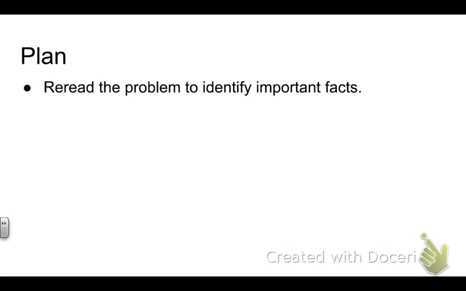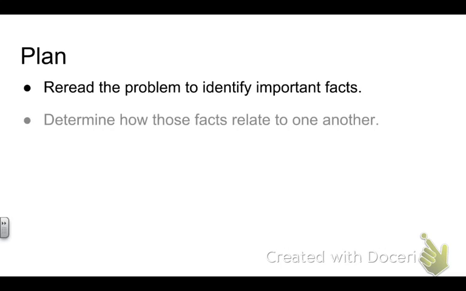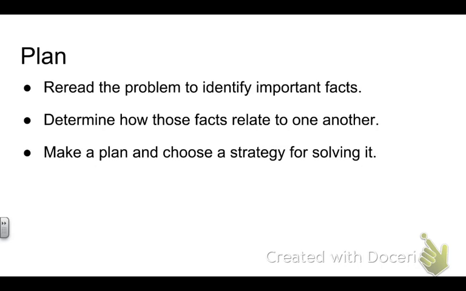The second step is to make a plan. Now this is where you're rereading the problem to identify important facts. The first time you read it through just to get an understanding, now reread it. It's always good to reread problems. Determine how those facts relate to one another. Find those relationships. Make a plan and choose a strategy for solving it. How are you going to solve the problem?